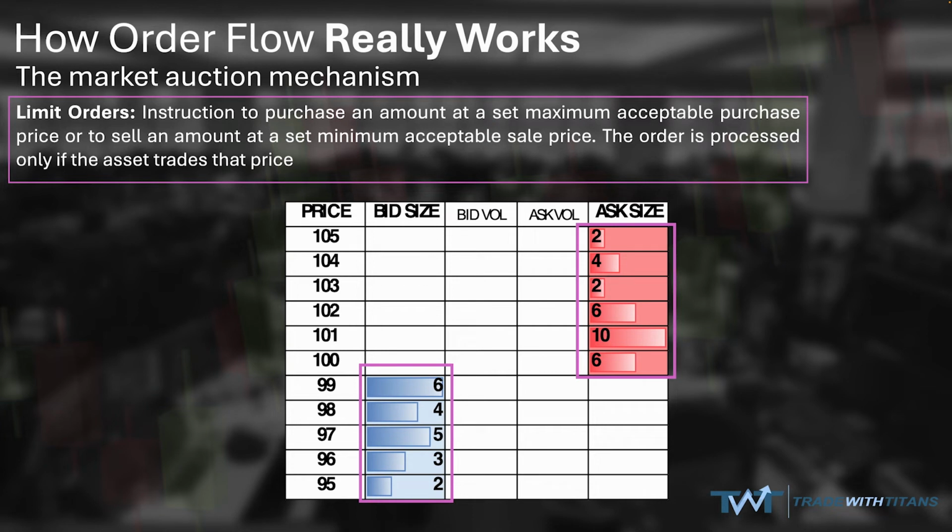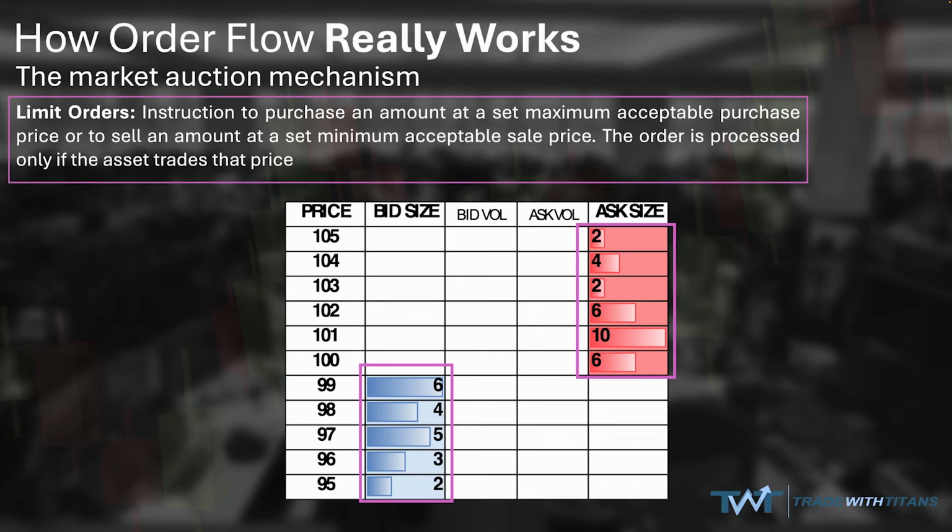We often refer to buyers or sellers who place limit orders as passive, because by placing a limit order, they're indicating that getting their desired price is more important than having their order filled immediately. Or in other words, they're willing to wait to get what they want. Limit orders show up on the DOM under the bid size or ask size columns. The bid size shows buy limit orders, and the ask size column shows sell limit orders.